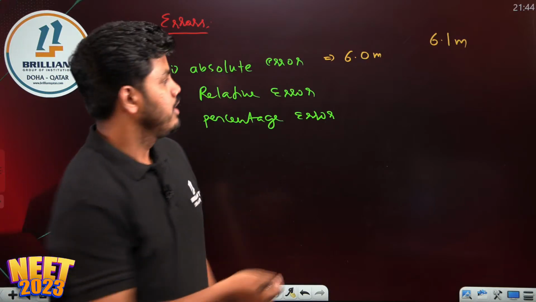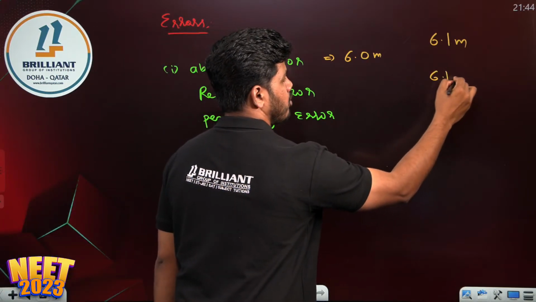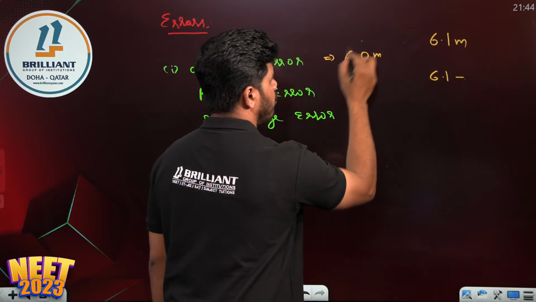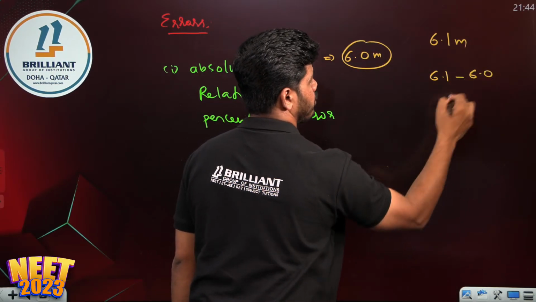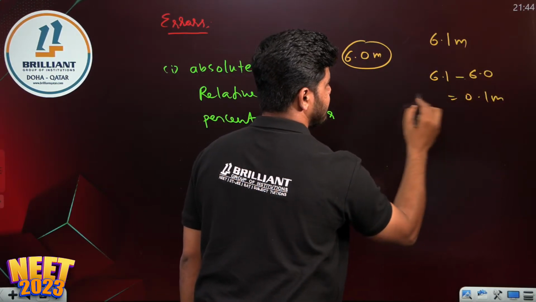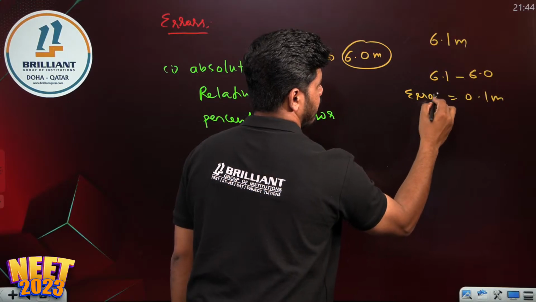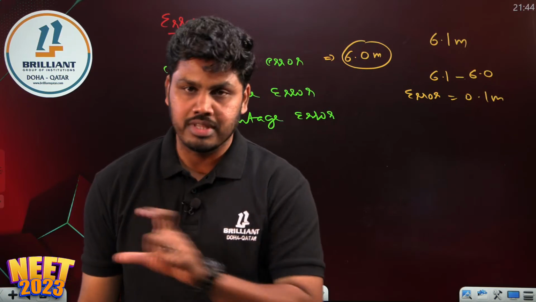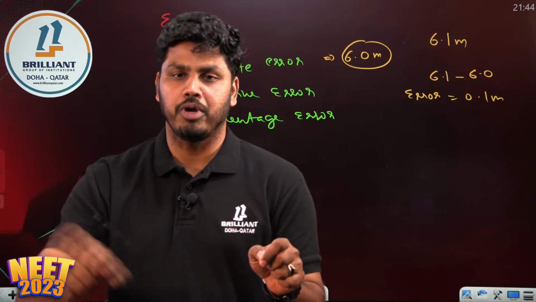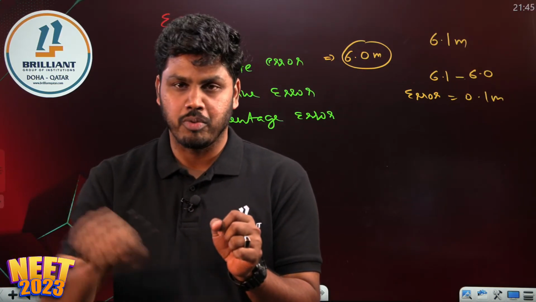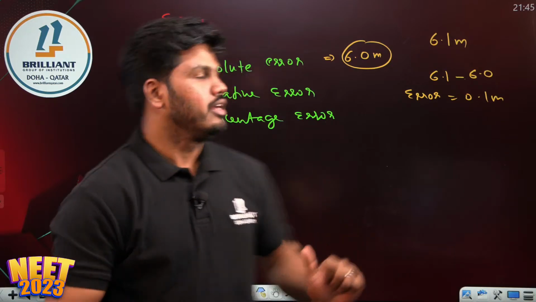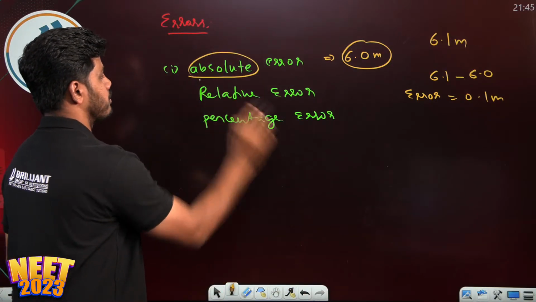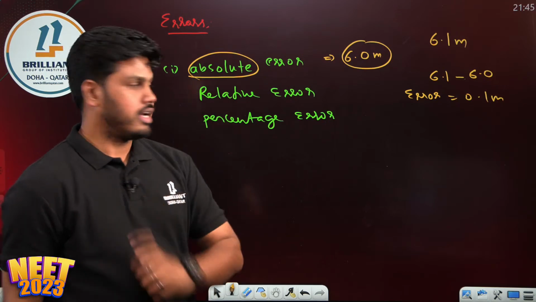How do you know that? 6.1 is the measured value, minus the actual value 6.0. So 0.1 meter is the error in the measurement, okay? We will take only the magnitude, not the sign. So 6 minus 6.1 is supposed to be minus 0.1, right? We will never consider the sign. That is why it is called absolute error. Magnitude of the error committed.